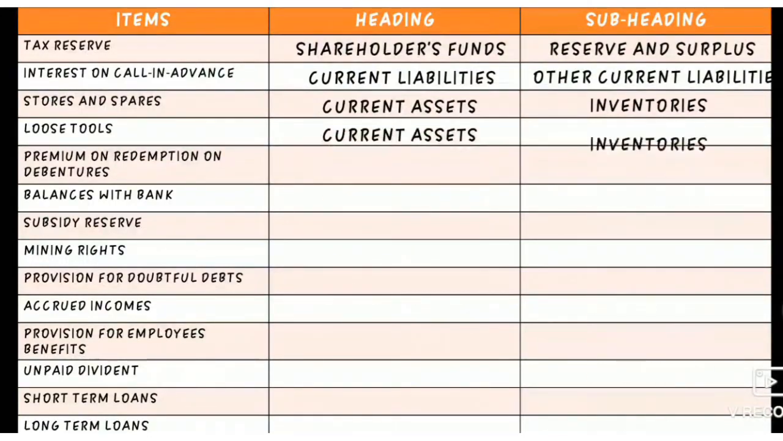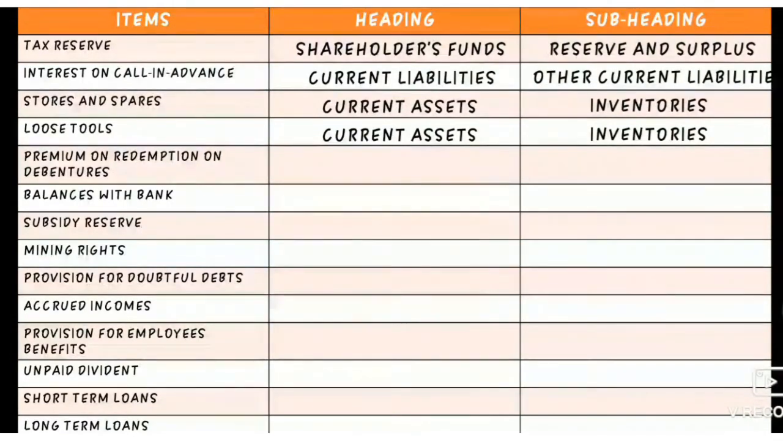Loose tools are all the same. Both are very important. You must know that these come under current assets and the subheading is inventory, because loose tools and stores and spares have been asked a number of times in your examination. So both are very important.